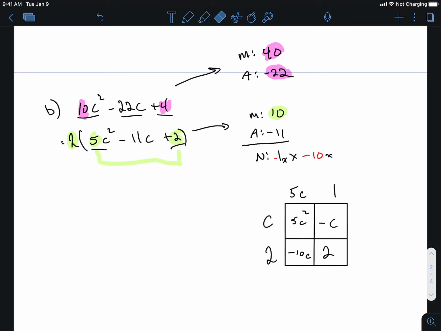How do you fill in the middle? Well, in order to get a positive 5c squared, both these have to be positive, right? Everybody see that? There's no way, there's no negative there. So that's good. Those both have to be positive, so we can check that off.